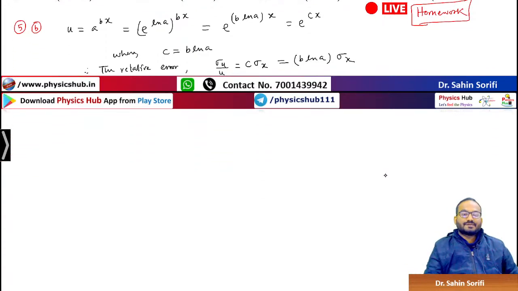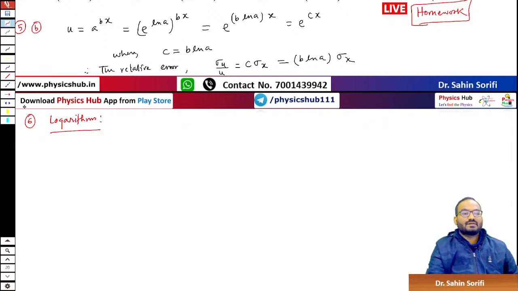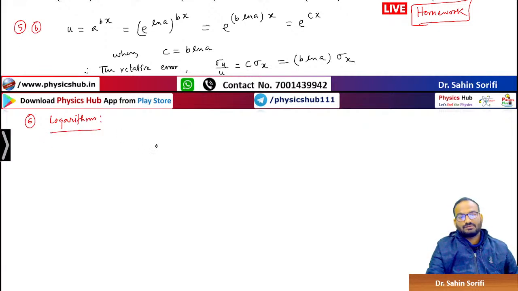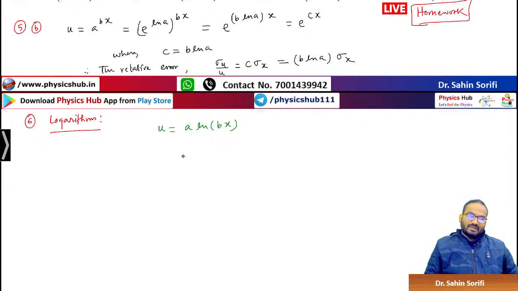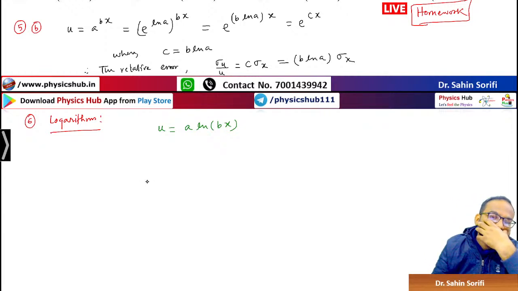Let's take the sixth case, logarithms. These logarithmic cases are many times asked in the examination. u is equal to a ln bx. So what is the derivative? Del u by del x, if we calculate, so a by bx into b.